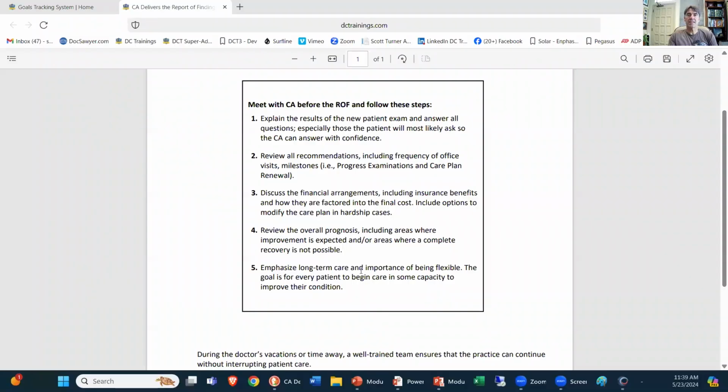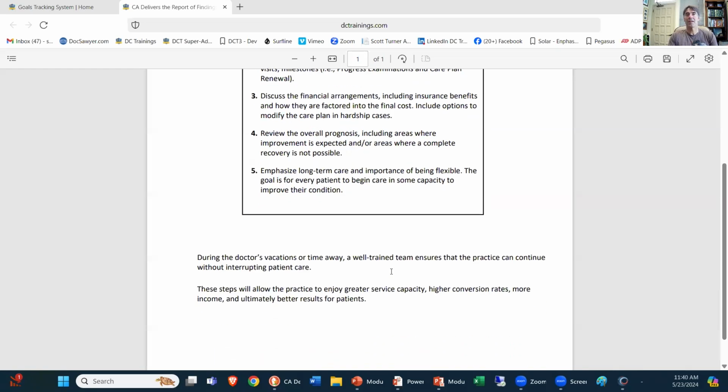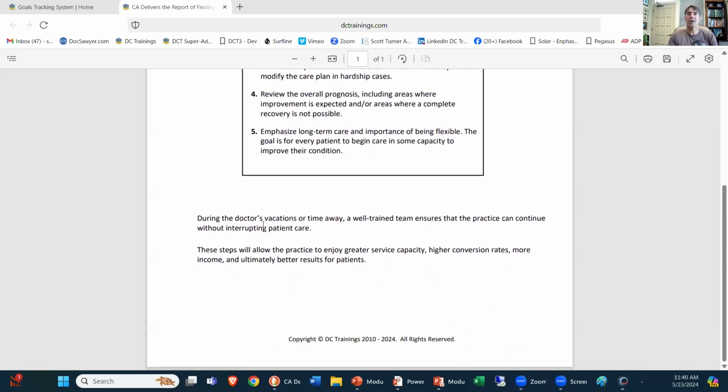Okay, so let me jump back up here. There we go. So we want to emphasize the importance of long-term care, being flexible. The goal is for every patient to begin care in some capacity to improve their condition, right? That's the goal. We want to get them from the front door to the adjusting table and begin taking care of them. Now, at the bottom here, during the doctor's vacations or time away, a well-trained team ensures that the practice can continue without interrupting patient care.